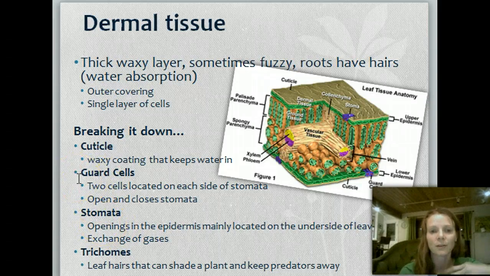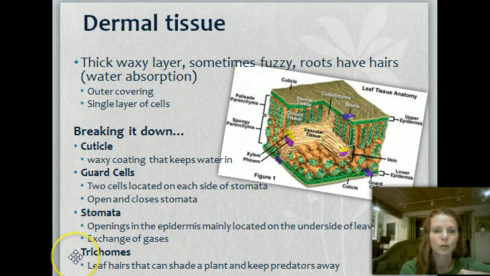So that exchange of gases happens in the stomata. These guard cells basically close and open the stomata. You don't want the stomata always open, because think about it, sometimes water can evaporate out of the stomata and then you could dry out. So those guard cells can close it up in case it's a dry condition and the plant needs to keep all the water in that's necessary.